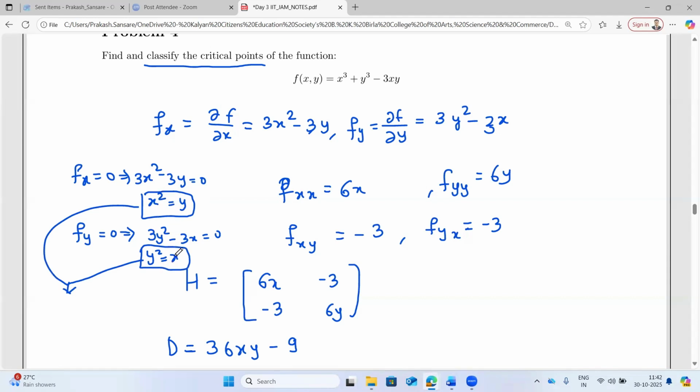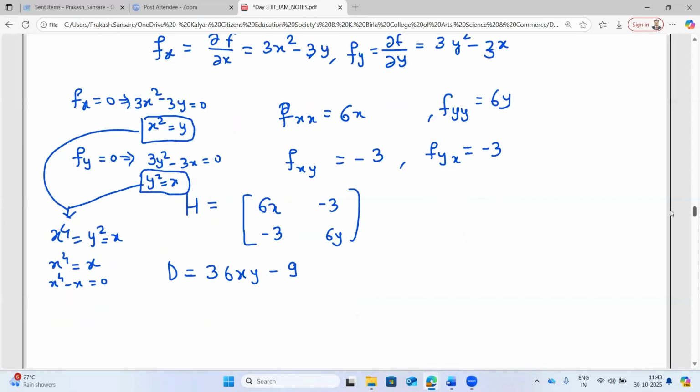So x raised to 4, if you square number 1, x raised to 4 is equal to y square, but y square is equal to x. So you get x raised to 4 is equal to x. So x raised to 4 minus x is equal to 0. And this can be easily solved. If you take x common, x cube minus 1 is equal to 0. Of course this expression has 4 roots. One is x is equal to 0.